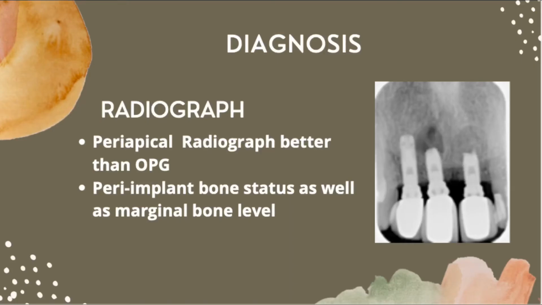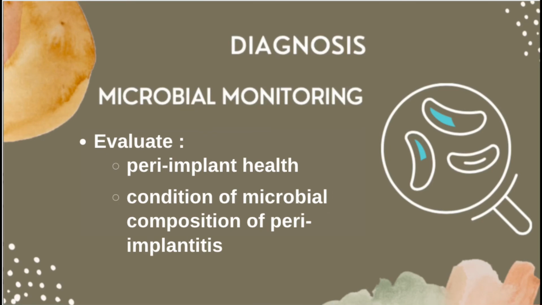For the radiograph, it is said that the periapical radiograph is better than the panoramic radiograph, since we're trying to diagnose the peri-implant bone status as well as the marginal bone level. Under radiograph, you can also see the shape of a crater defect. Lastly, microbial monitoring evaluates the peri-implant health and the microbial composition of periimplantitis.